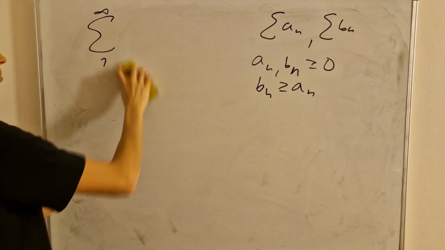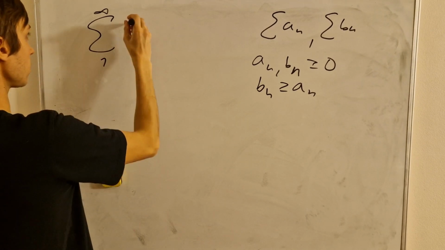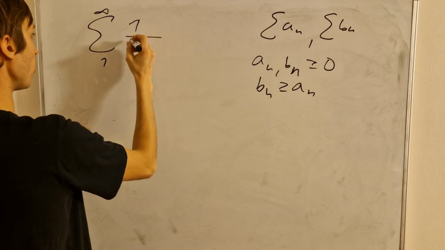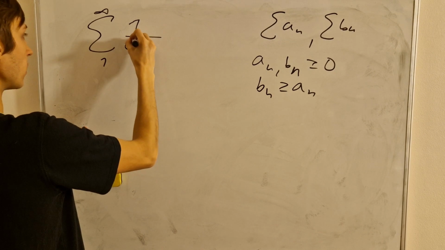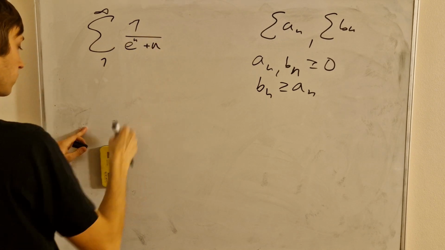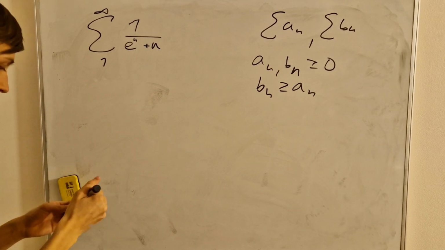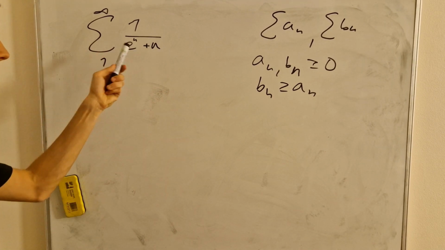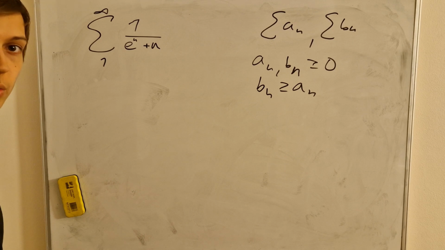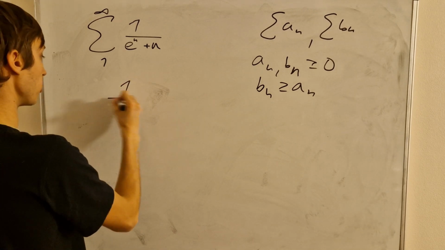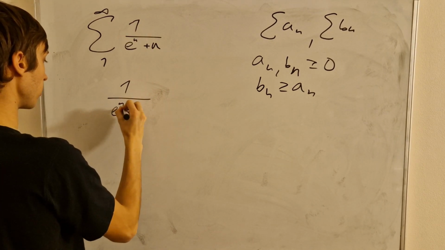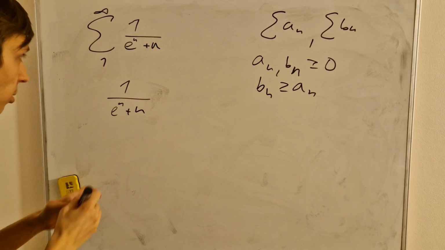An example of that could be this: 1 over e to the n plus n. Again, we can compare it to another sequence, to a different argument. So we have this argument 1 over e to the n plus n. And I suppose that it converges.